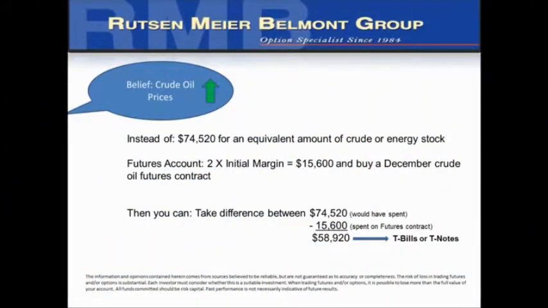Assume you believed that the price of crude oil was going to increase. Instead of spending $74,520 for an equivalent amount of crude or energy stock, you could set up a futures account, deposit 2 times the initial margin, or $15,600, and buy a December crude oil futures contract. Take the difference between the $74,520 you would have spent for a crude oil or equivalent stock position and the $15,600 futures market margin and invest it for 2 years in super safe T-bills or short-term treasury notes.